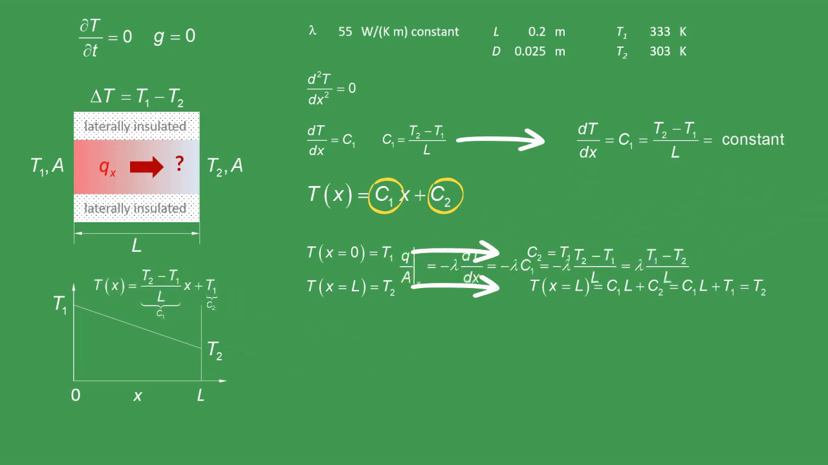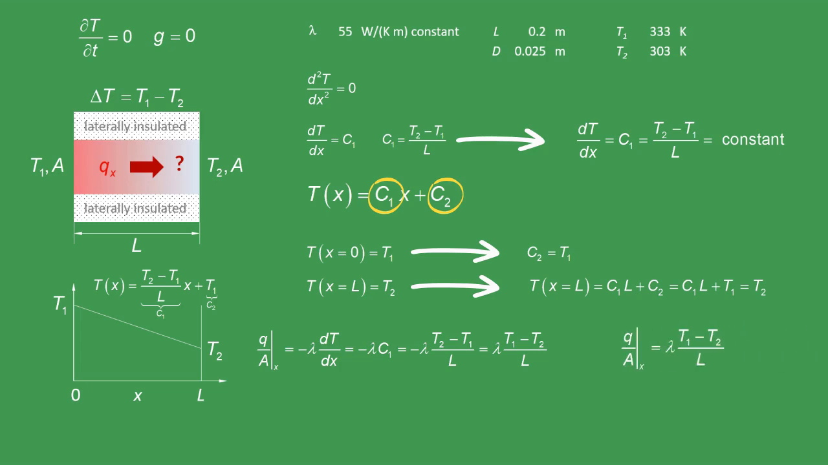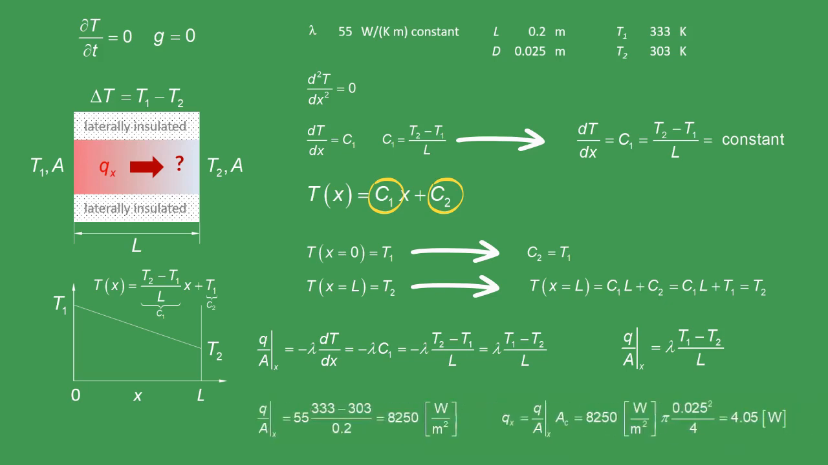Therefore, the heat flow is equal to the thermal conductivity times the temperature difference divided by the length of the cylinder. Substituting the values of the statement in the expression of the heat flux, you can find the result. The heat flux is very high. However, the heat transfer rate is small because the cross-sectional area is small.